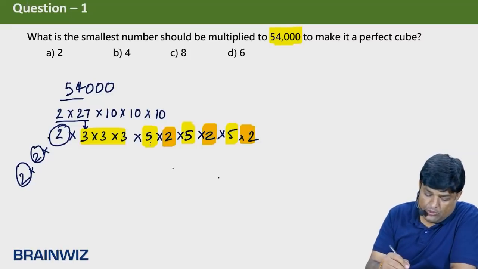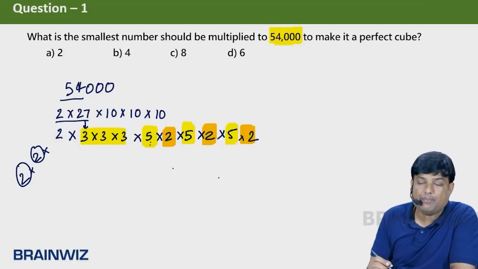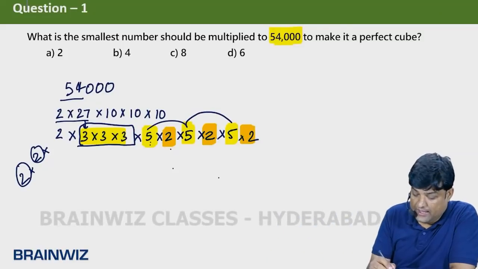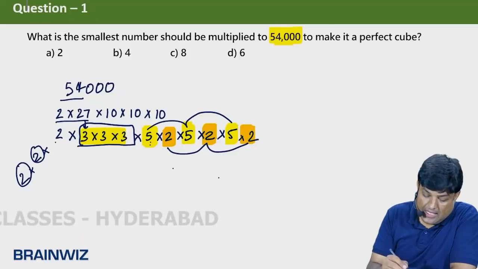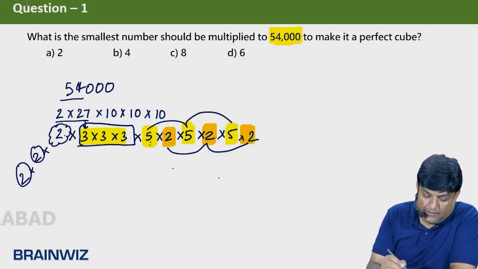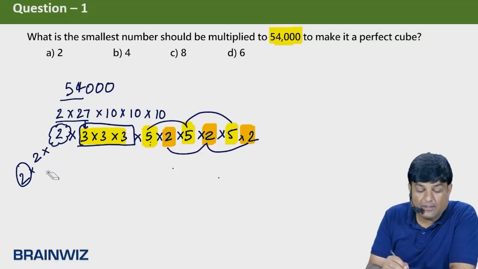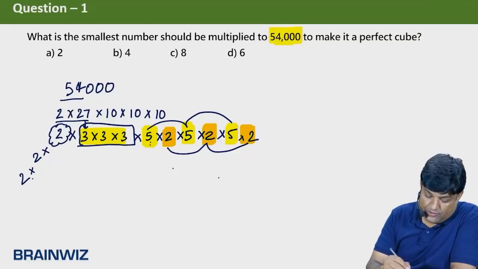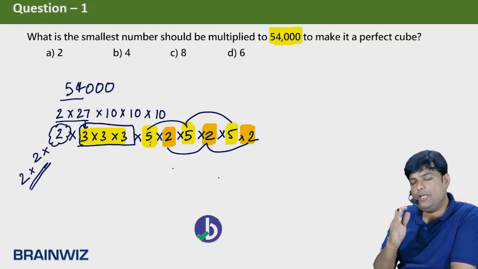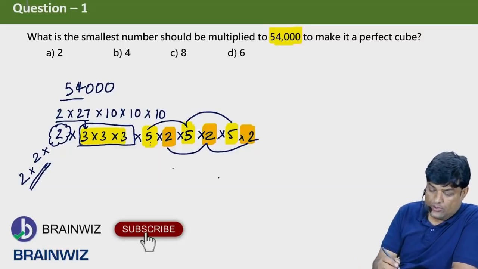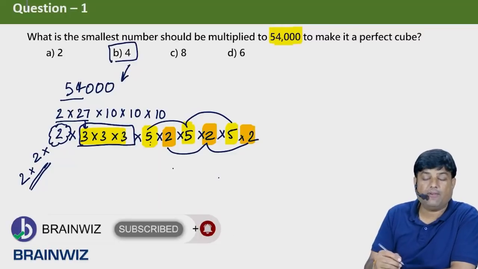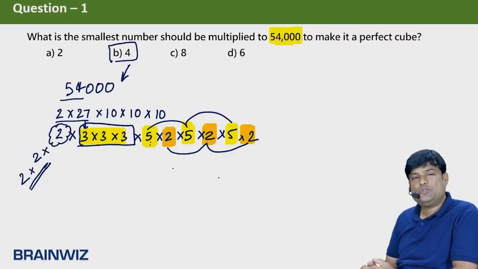So students, in order to have the perfect cube, what have we done? This set of 3's is okay. This 5 into 5 into 5 is also okay. 2 into 2 into 2 is also okay. Now this 2 alone is left. If one 2 is multiplied and one more 2 is multiplied, it is perfectly matching. So what do we have to multiply extra? These two 2's are lacking. When you multiply 2 into 2, it will definitely be 4. So the best answer is 4. If you multiply 4 with this 54,000, it will definitely become a perfect cube. Hope students, you have understood now.